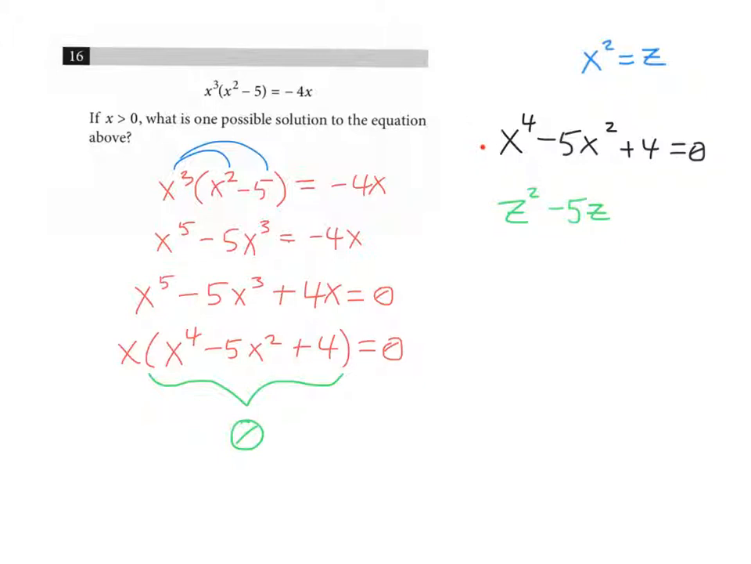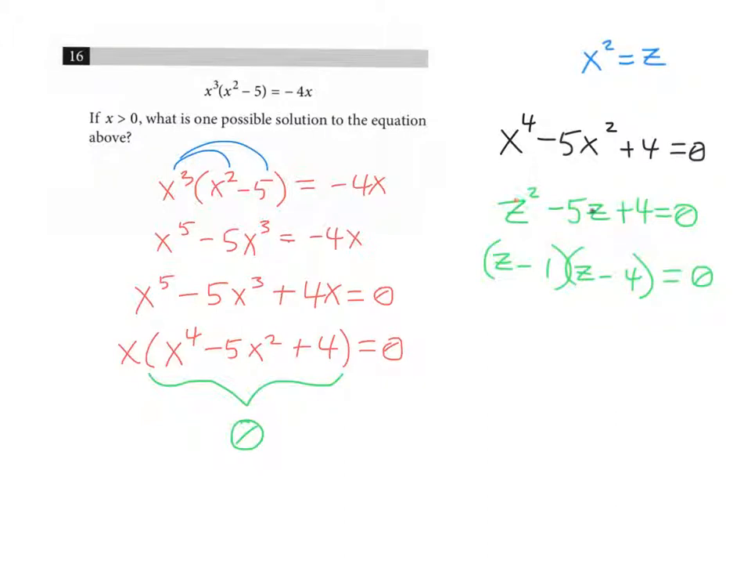Now if this was 10x to the 4th, this would be 10z squared, just to be clear. We still have the plus 4, and nothing's changed about that. That's just a constant. Now I should be able to factor this. What factors of positive 4 add up to negative 5? Well, that would be a 4 and a 1, and a minus and a minus.